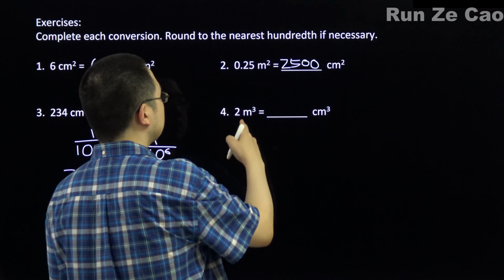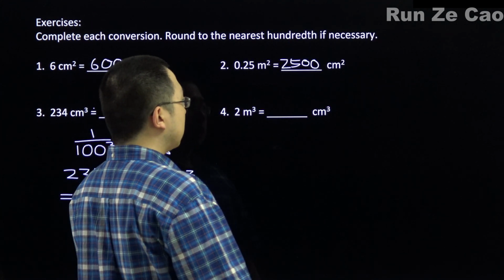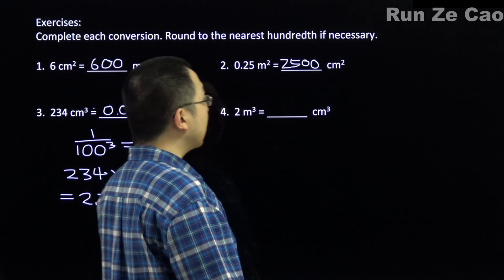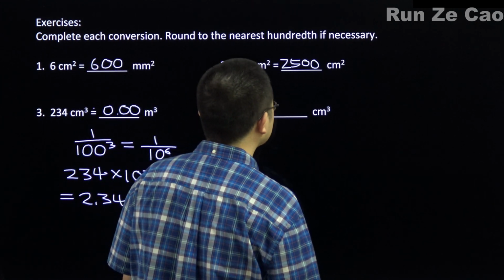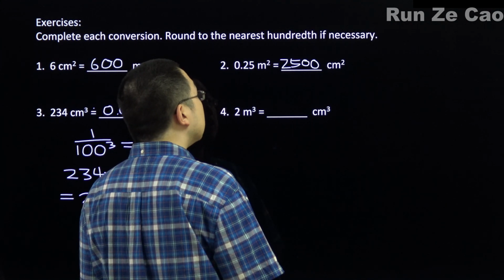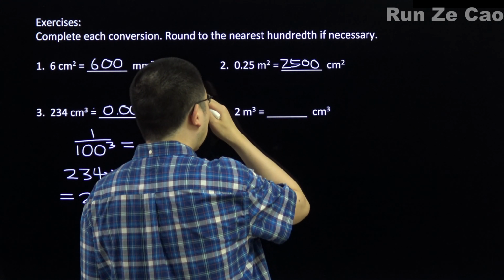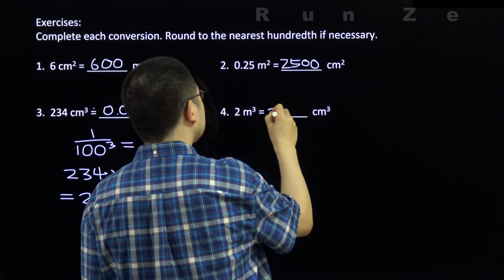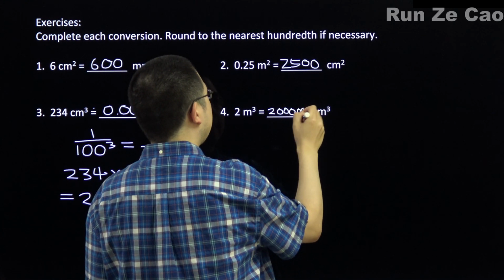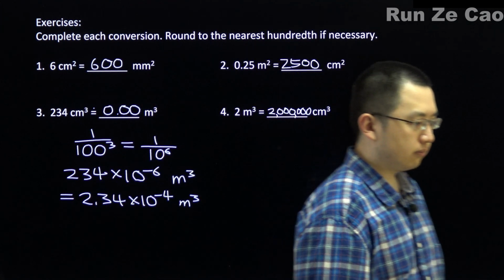Okay, 2 meters cubed is equal to how many centimeters cubed? Well, we just said 1 cubic meter is equal to a million cubic centimeters. Or specifically, 100 to the third power, so 1 million cubic centimeters. So 2 million cubic centimeters.